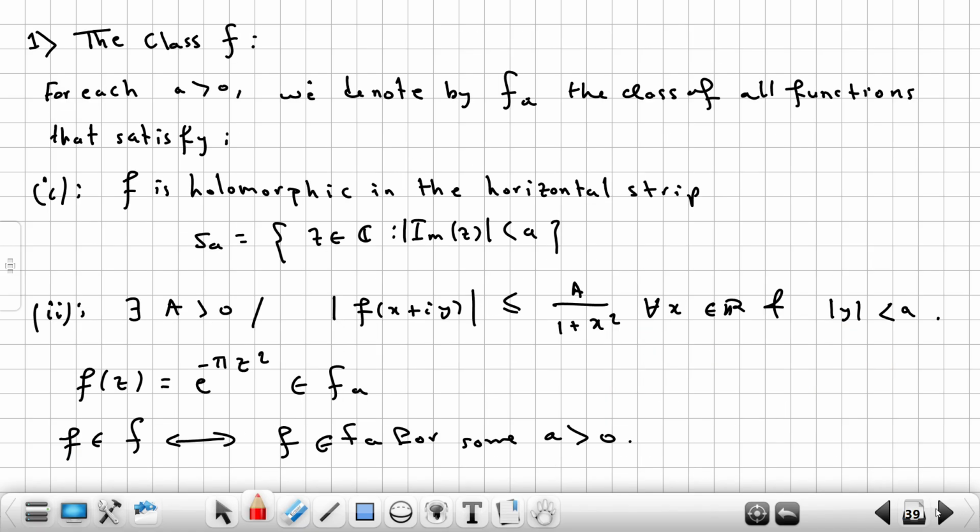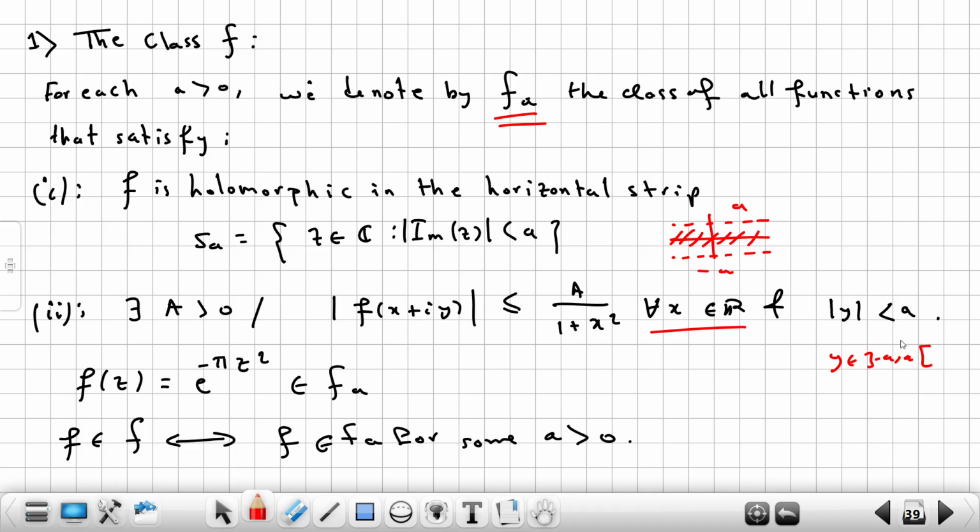Now, the class F. For each A positive, we denote by F_A the class of all functions satisfying the following two conditions. f must be holomorphic in the horizontal strip S_A, which is the set of complex numbers with imaginary part between A and minus A. So, for example, this is the horizontal strip S_A. The second condition is that there exists a positive constant A, so that the modulus of f(x+iy) is less than or equal to A over 1 plus x squared for all x in R, and y belongs to (-A, A).